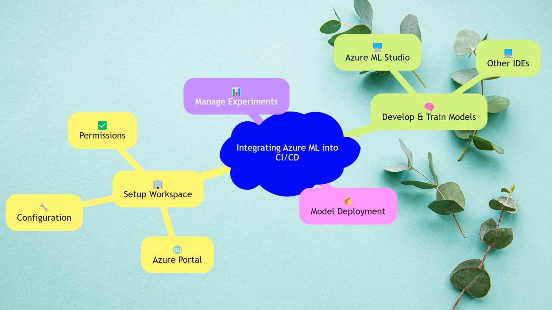To integrate Azure Machine Learning into a CI/CD pipeline, start by setting up an Azure Machine Learning workspace. This workspace serves as a centralized environment for managing machine learning experiments, models, and deployments. Create and configure the workspace through the Azure portal and ensure that it has the necessary resources and permissions. Once the workspace is set up, you can begin developing and training machine learning models using Azure Machine Learning Studio or other integrated development environments, IDEs.